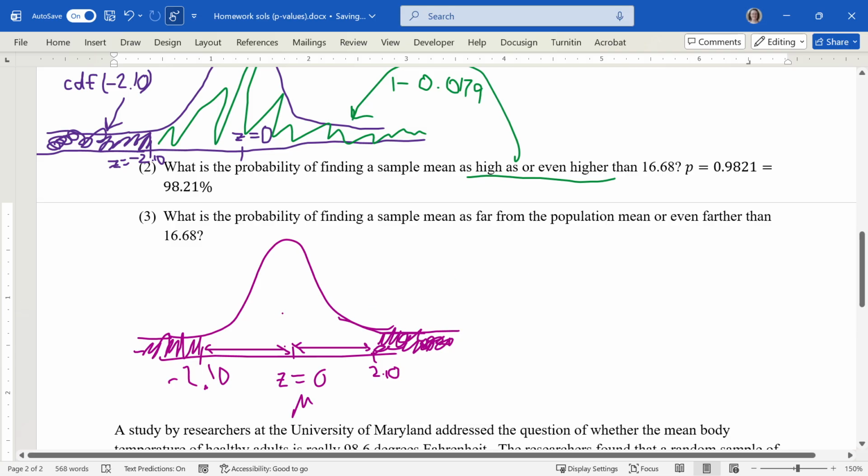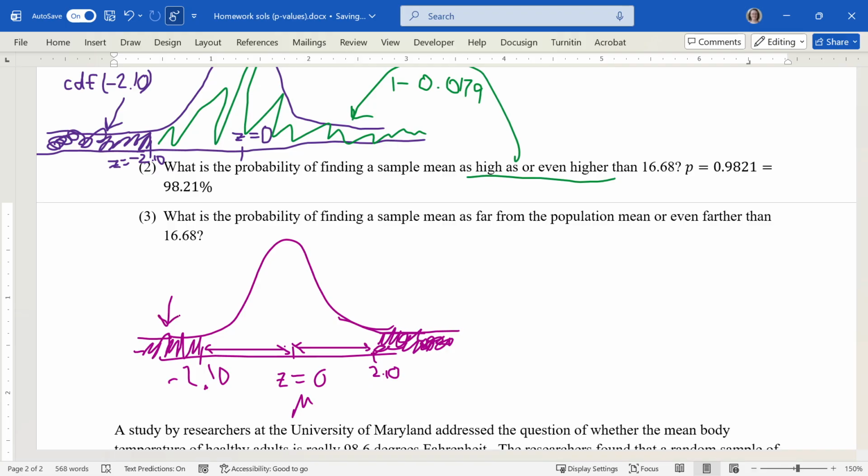Okay, so this is a two-tailed p-value. So we already know what the area of this left tail is, right? We looked it up. Up here it was 0.0179. Okay, so what is the area of this right tail over here? It's also 0.0179. Because it's symmetrically placed, they should be the exact same size and shape.